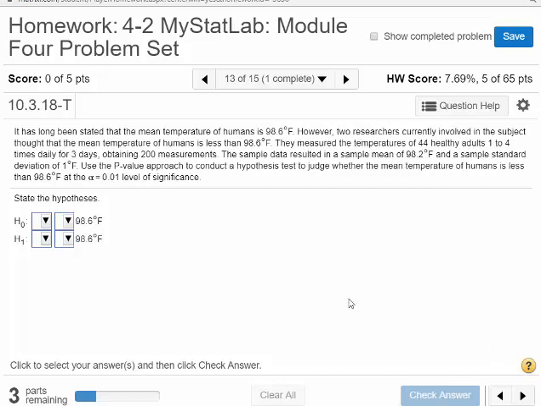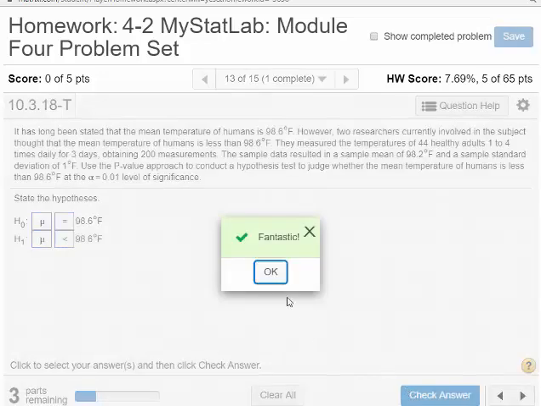So the first thing is you have to state the hypotheses. My null is, we're testing a mean here, so our null hypothesis will always be a statement of equality. We're going to assume that the mean temperature of human beings is 98.6 degrees Fahrenheit. And these researchers want to see if, wait a second, no way, it has to be less than this. They want to see if, for whatever reason, the mean has gone down. Great, we got it.